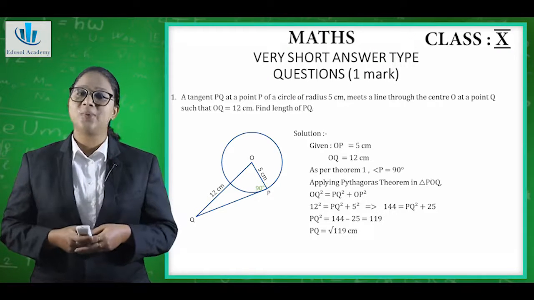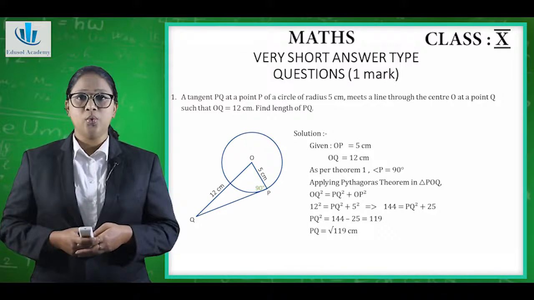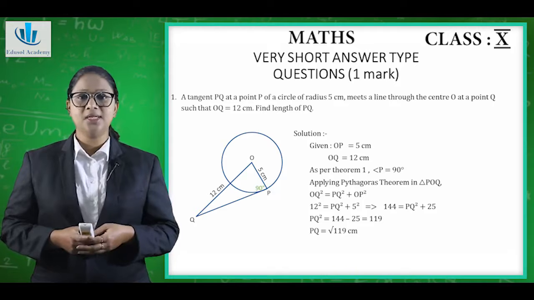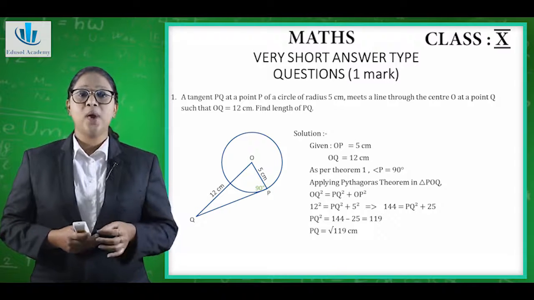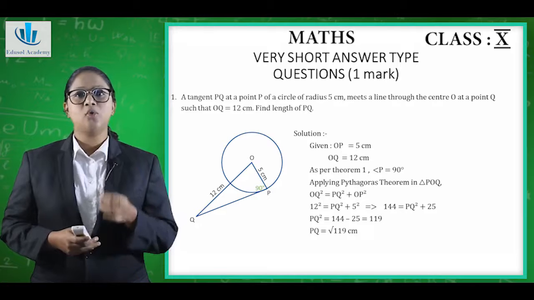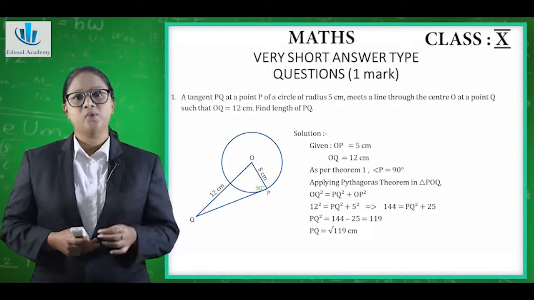So angle P is equal to 90 degrees. That makes triangle POQ a right triangle. Now we can apply Pythagoras theorem in it. QO square is equal to QP square plus PO square. Now 12 square is equal to PQ square plus 5 square.